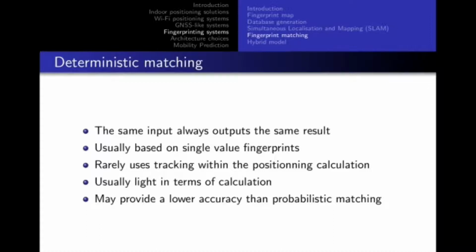For deterministic matching, the same input will always output the same result. It is usually based on single-value fingerprints and rarely uses tracking within the positioning calculation. It is usually light in terms of calculation, and it may provide a lower accuracy than the probabilistic matching.